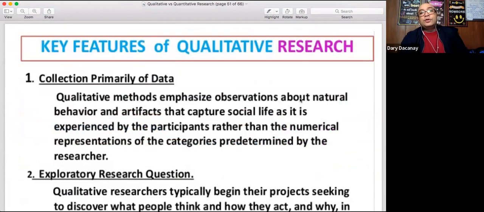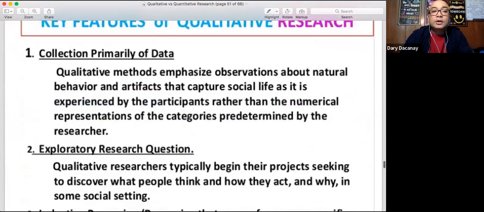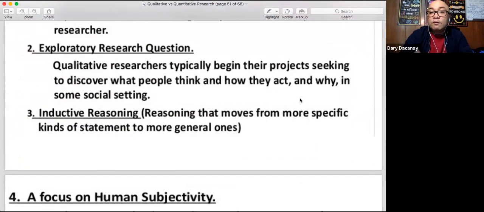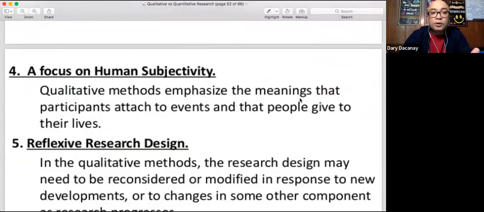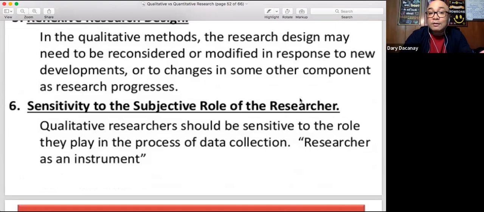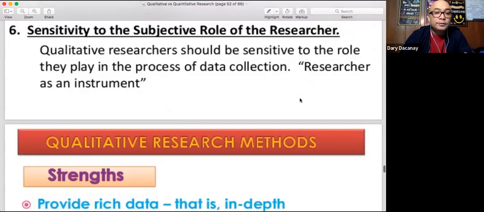So the key features of qualitative research: the collection of primarily qualitative data through observations. You explore the research questions and use inductive reasoning, from more specific kinds of statements to the general ones. It focuses on human subjectivity, the meanings participants attach to events and the people give to their lives. The research design may need to be reconsidered and modified in response to new developments, and you have to be sensitive to the subjective role of the researcher.